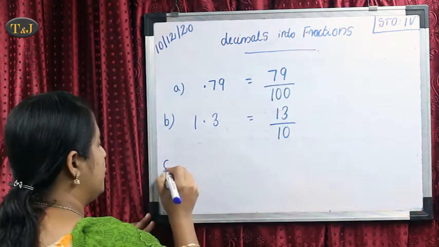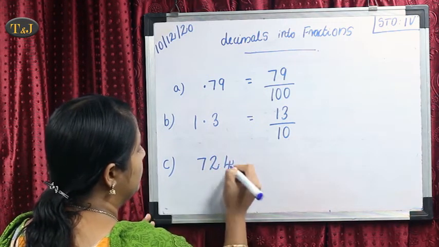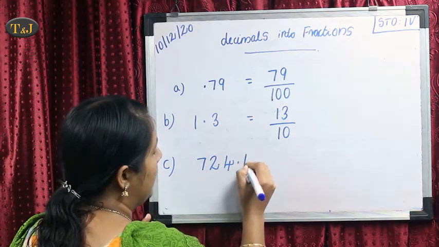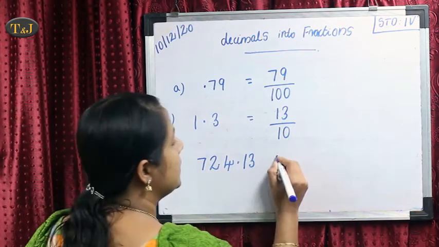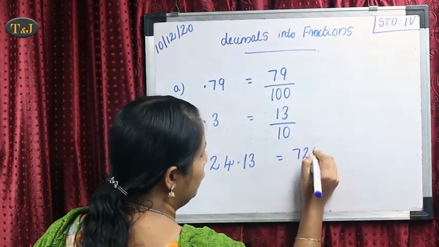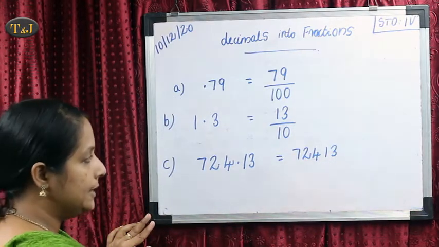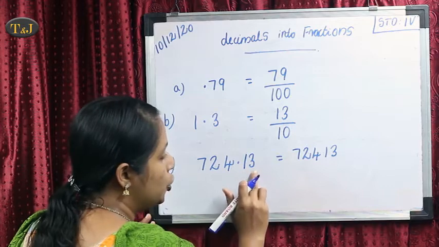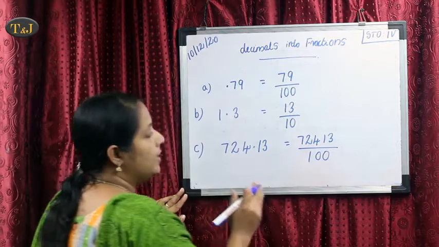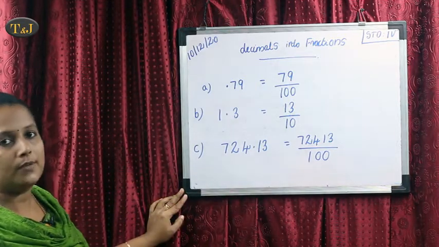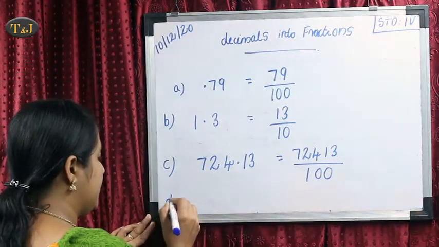Then our third problem, 724.13. First we write the number without the point, 72413. Then after the point, how many digits are there? After the point, 1, 2. So we want 2 zeros, that means 100. Okay, so the number is 72,413 divided by 100.